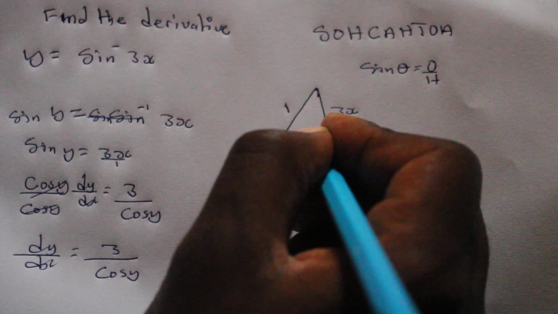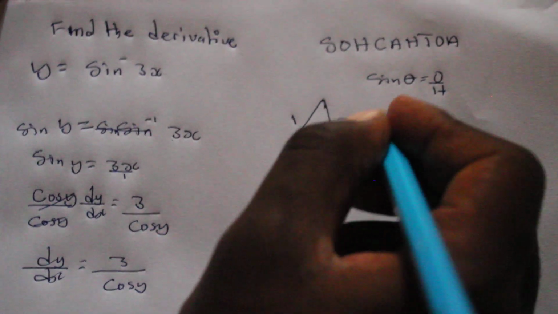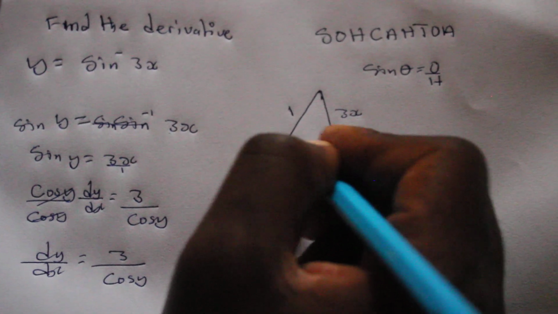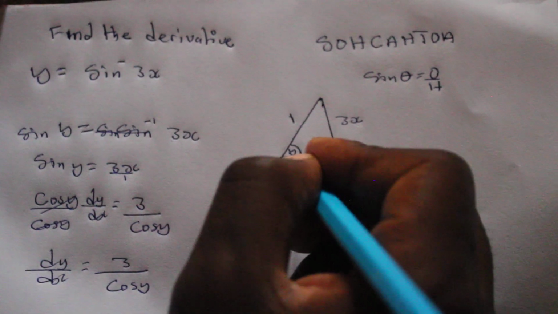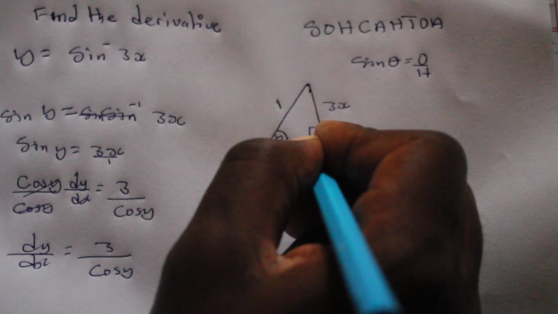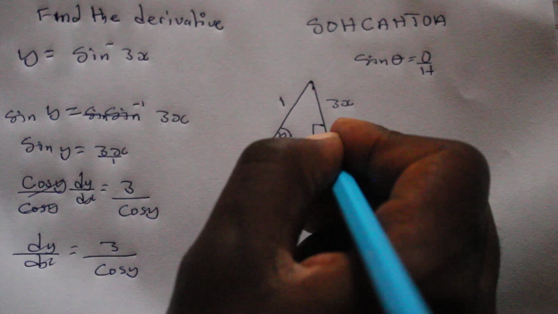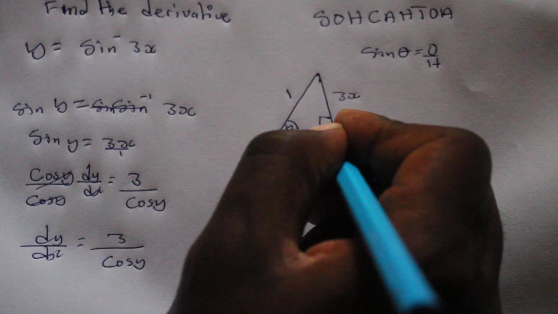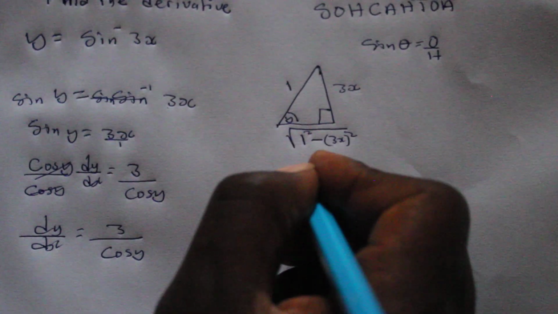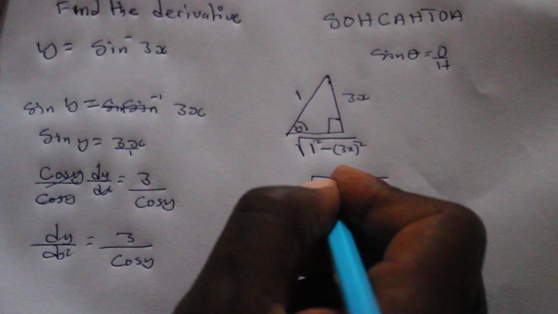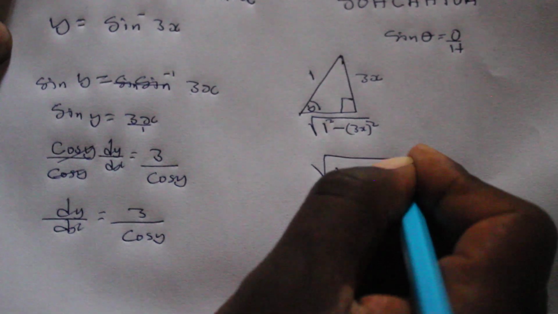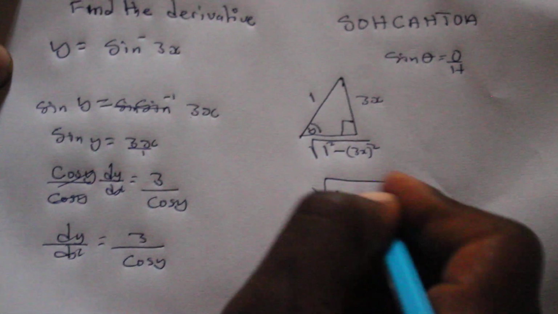To find the adjacent, we are going to use the Pythagorean theorem. Since we are looking for the adjacent, it will be the square root of 1 squared minus, if you square this side, 3x squared. To simplify, this simply means the square root of 1 minus 9x squared. So this one is the adjacent.